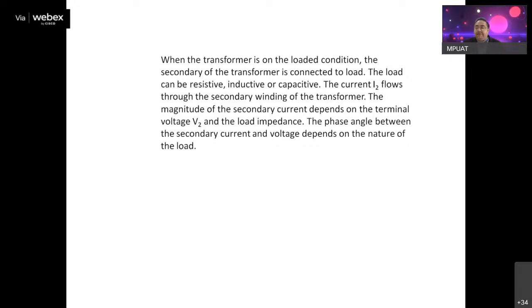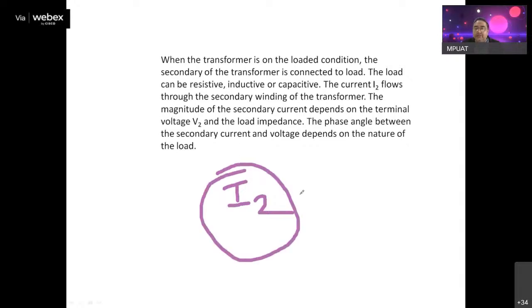What will happen when you load a transformer, that is, the secondary is loaded with some load like resistive, inductive, capacitive? The secondary winding will draw some current, and this current will be termed I2. The magnitude of this secondary current I2 depends upon the terminal voltage V2 and the load impedance. Is it clear? Whenever you load the transformer, an I2 current will flow, and it depends upon the secondary voltage V2 and also on the load impedance.